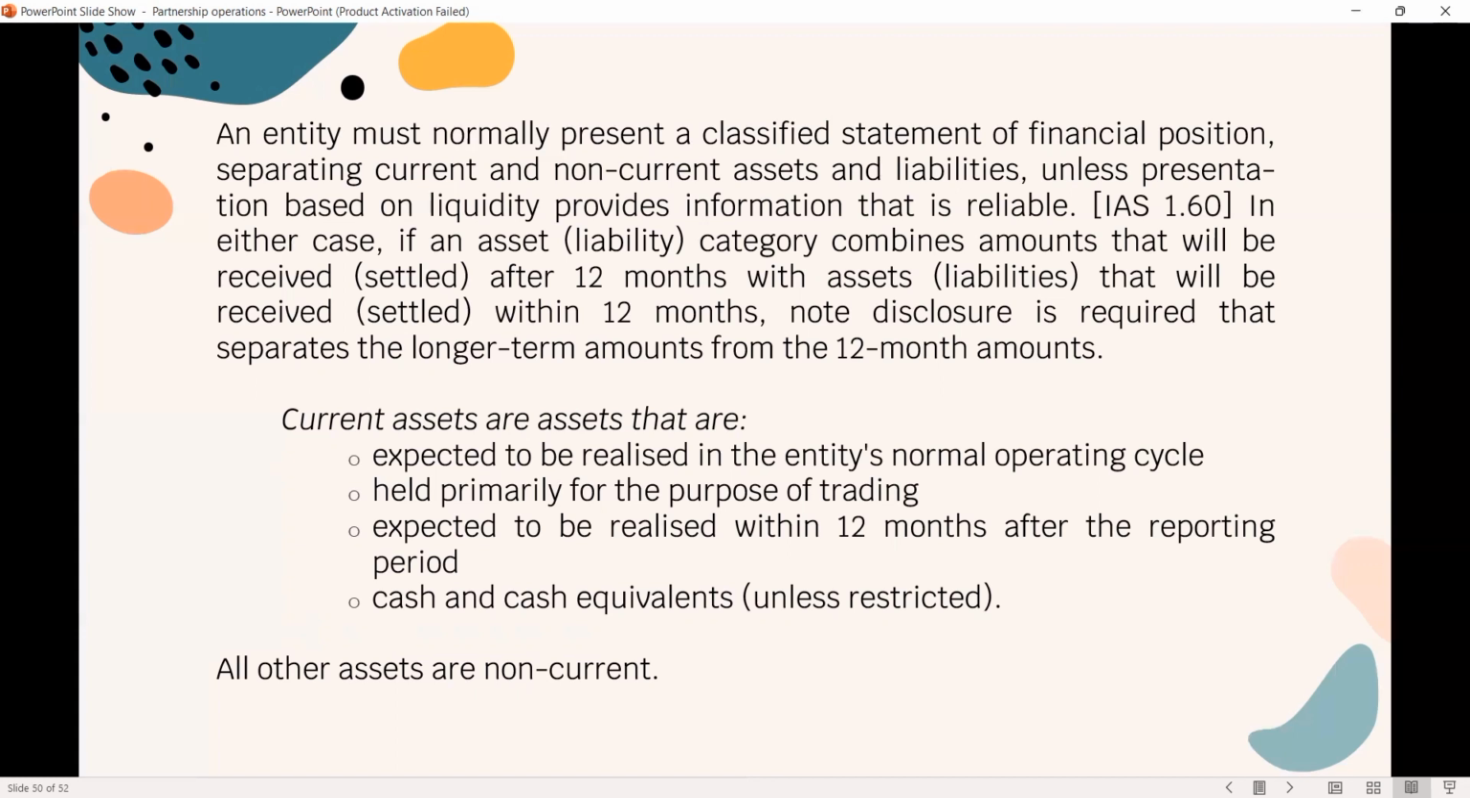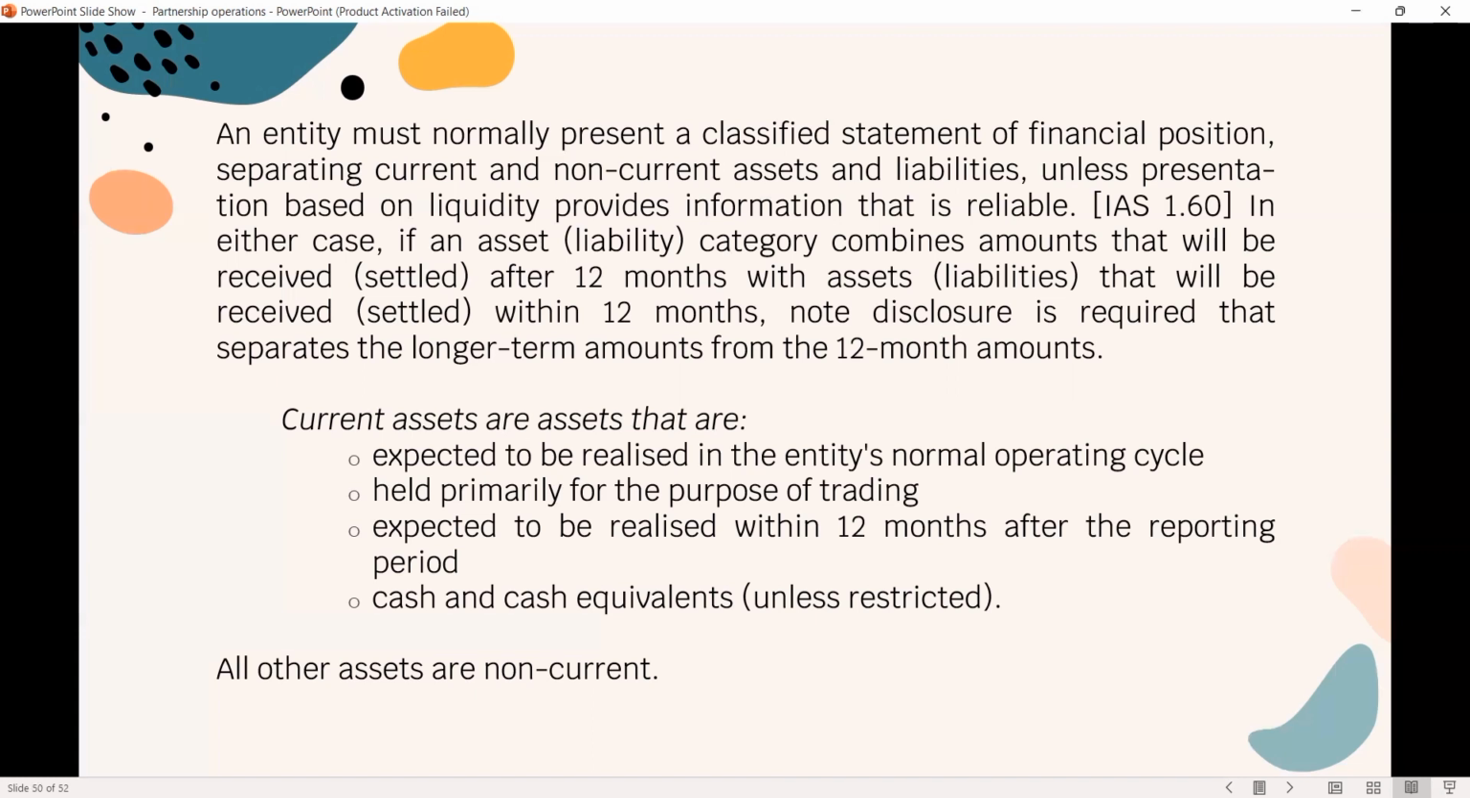So what are the current assets? Current assets are assets that are expected to be realized in the entity's normal operating cycle or 1 year, held primarily for the purpose of trading. Those are the trading receivables or account receivables expected to be realized within 12 months after the reporting period. Next is the cash and cash equivalents unless it is restricted. So all other assets that are not mentioned or that are not classified in the current asset are non-current.